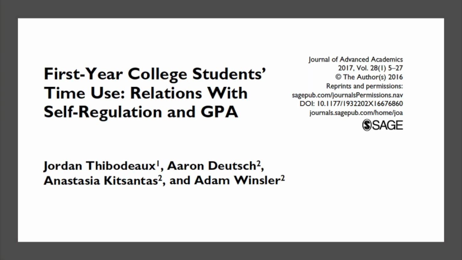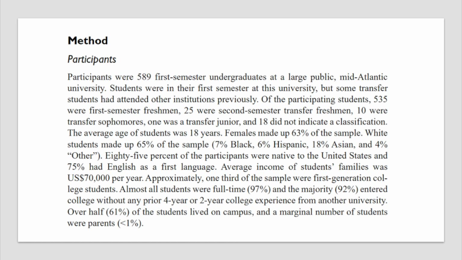Thibodeau and others' research is on first-year college students' time use, relations with self-regulation, and GPA. They have participants and procedures explained as well. For the participants, they used 589 first-semester undergraduates at a large public Mid-Atlantic university. Notice that they did not tell you the name of the university like the first example did.